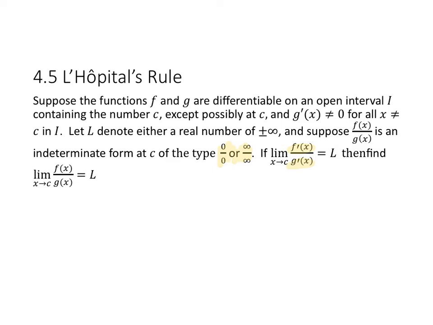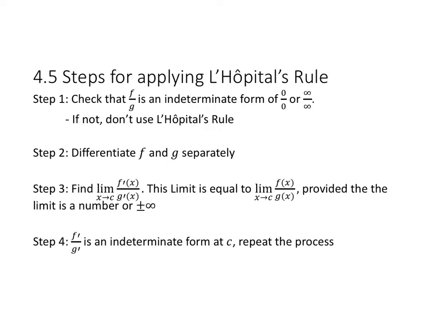So let's do a couple of them, and I think that they'll start to make some sense. Before we use L'Hopital's rule, we have to make sure that we get this indeterminate form of 0 over 0 or infinity over infinity. If we don't have 0 over 0 or infinity over infinity, we don't get to use L'Hopital's rule. Then we differentiate f and g separately. Then we find the limit as x goes to c of the derivative, and this limit is equal to the limit as x goes to c of f of x over g of x. And if f prime over g prime is another indeterminate form, we just keep going. So again, let's do a couple examples, and I think this will really make sense.